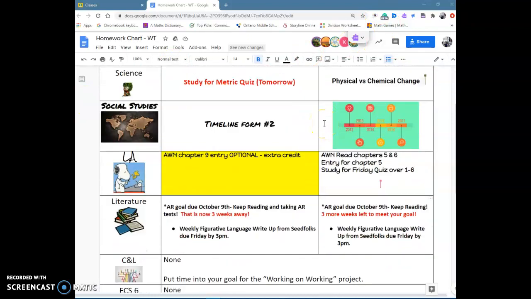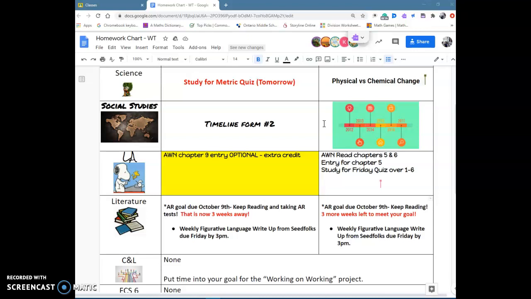In literature, our AR goal, we are 2 weeks from tomorrow where we need to have our AR points, and there's a lot of you that are nowhere close. We need to make sure we're reading books. We need to make sure that we are taking and passing tests. All right, make sure you know what your goal is. Make sure that you get after it.